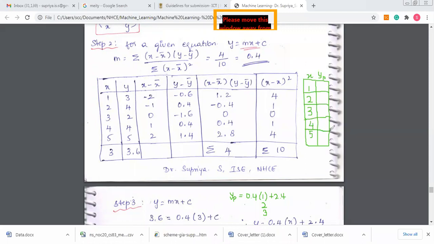For 1 it is 2.8. For 2 it is 3.2. Then 3.6, then 4, and 4.4.